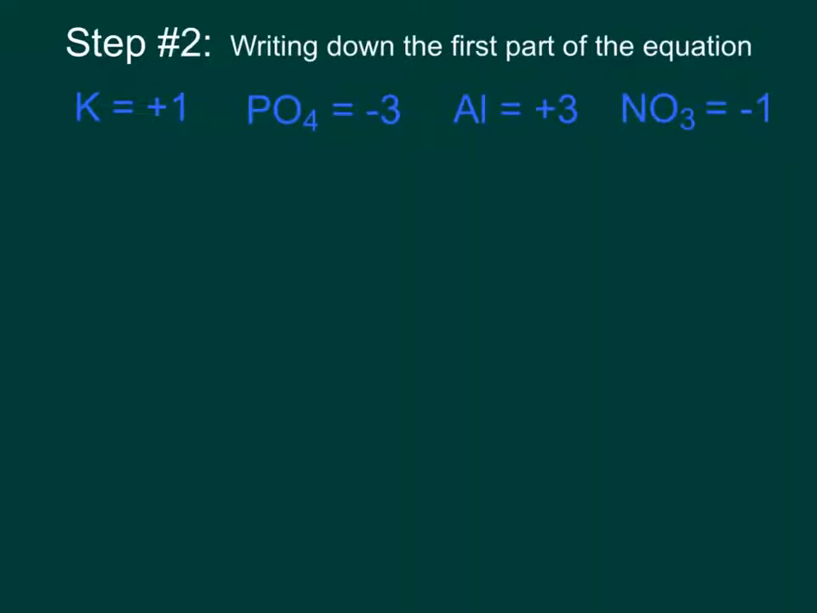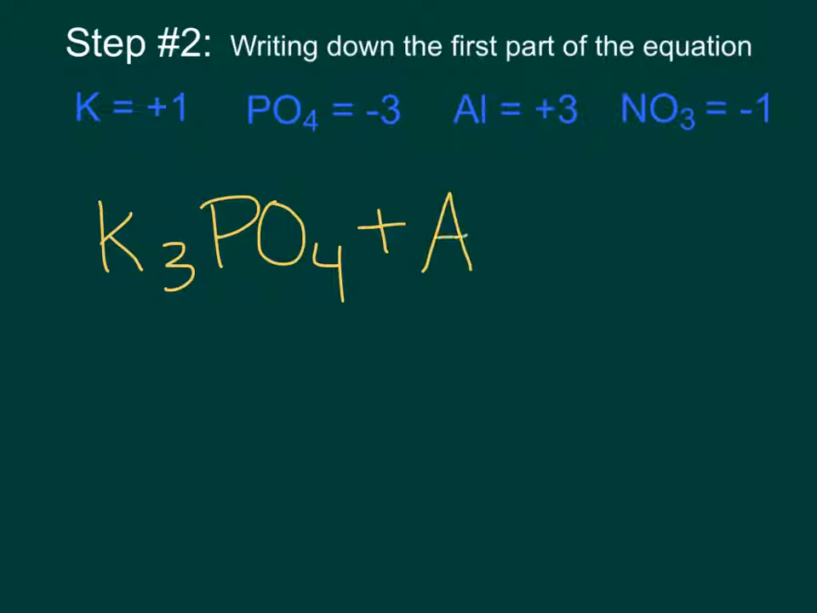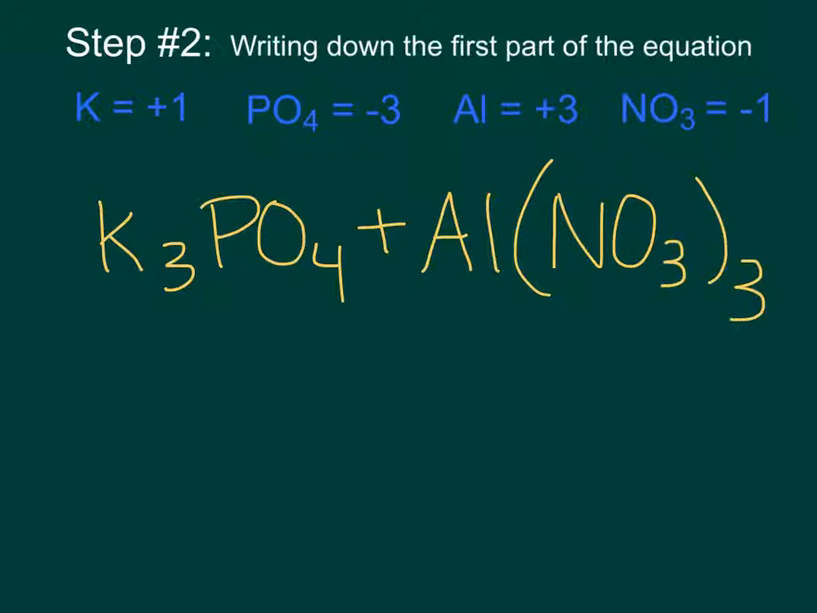Step 2 is writing down the first part of the equation, while still making sure that the charges of each ionic compound are balanced. From the last slide, we know that we will need 3 potassiums in order to balance out phosphate's charge of -3. This is also true when it comes to aluminum and nitrate, meaning that we need 3 nitrates in order to balance out aluminum's charge of +3.